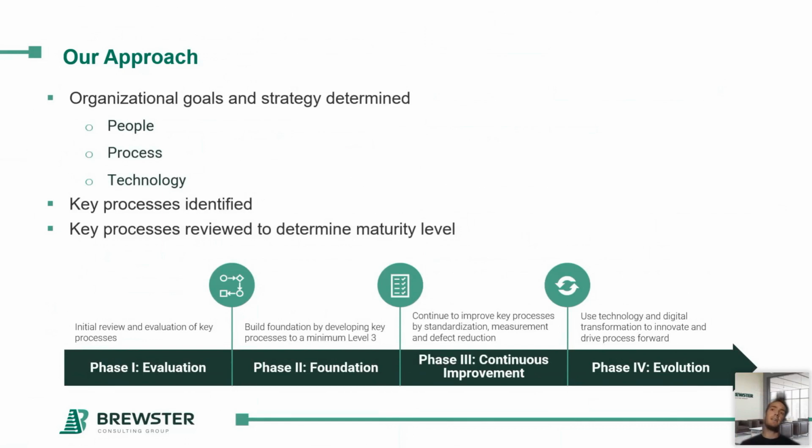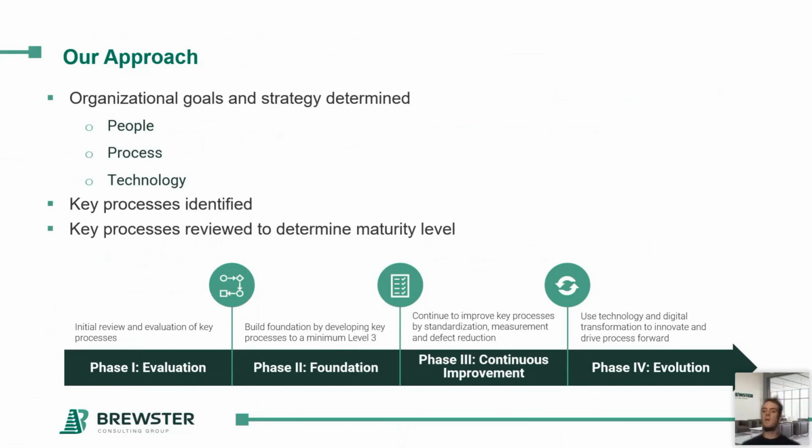Number two, your key processes identified. So in our approach, what we do is we analyze the processes that are out there. We identify the ones that are most impactful to the outcome of the customer that we're working with. And then we identify those and then we map them, right? So that's step number three. Key processes reviewed to determine maturity level. And to be able to do that, we've got to map those processes out so that we understand them, and then go through the definition exercise like we talked about before.